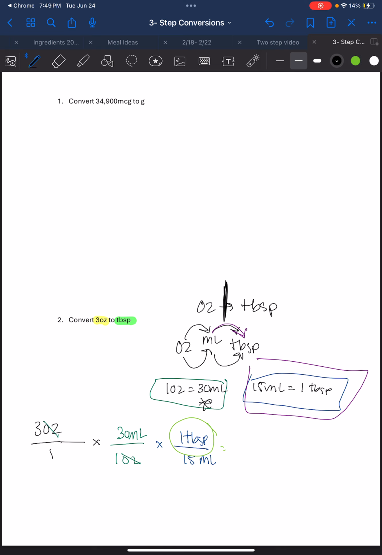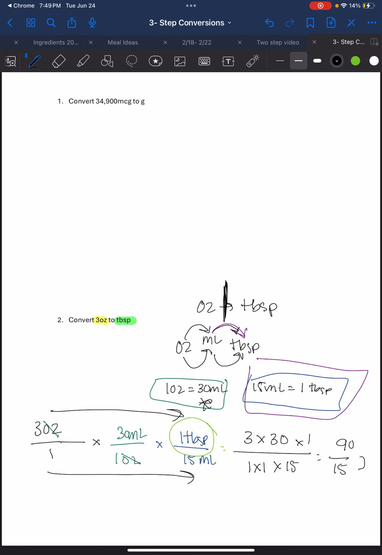So we're going to set this up. We're going to multiply across and multiply across, which is going to be 3 times 30 times 1 over 1 times 1 times 15, which is going to give us 90 over 15. And we know that this turns into a division problem, which is 90 divided by 15. Which is going to give us 6 tablespoons.